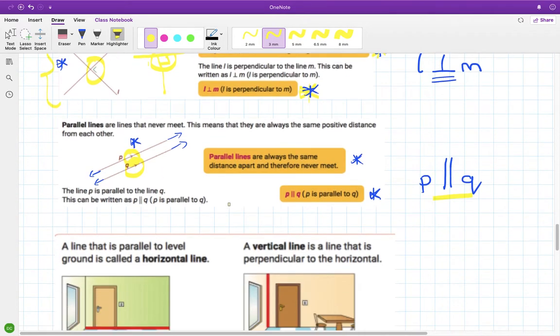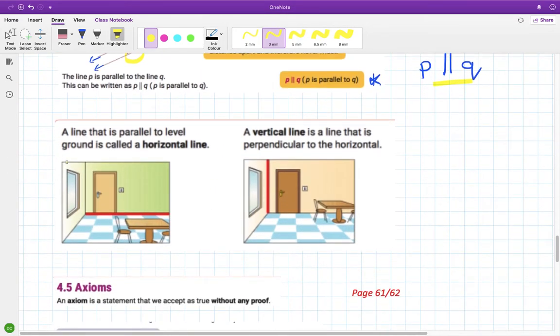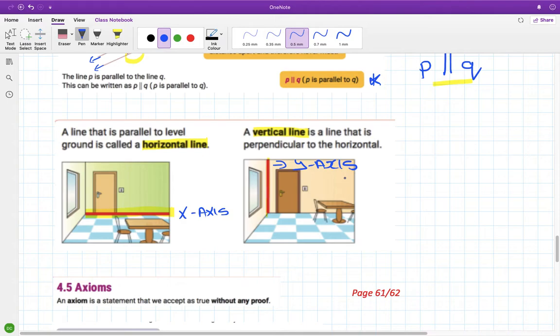Okay? And then here, again, I'm sure you know this, but what is a horizontal line? So horizontal, we think of the horizon. So that is a line from left to right. And a vertical line goes top to bottom. So we would have come across this before. This would be your x-axis, a horizontal line. And this one here would be your y-axis, because that's a line that goes up and down. Yeah?